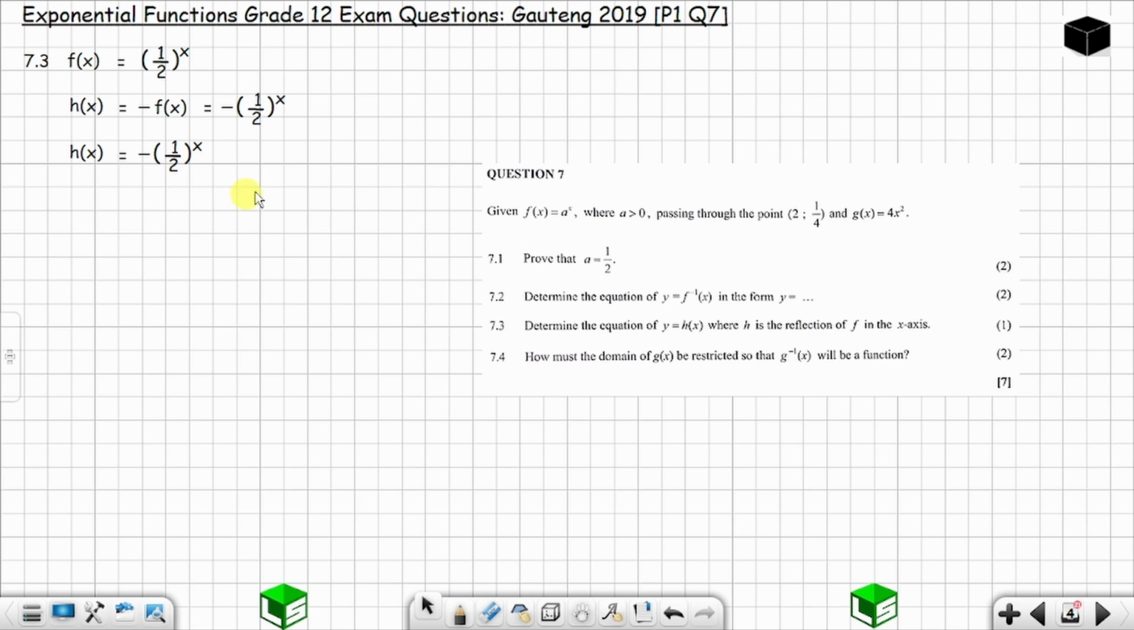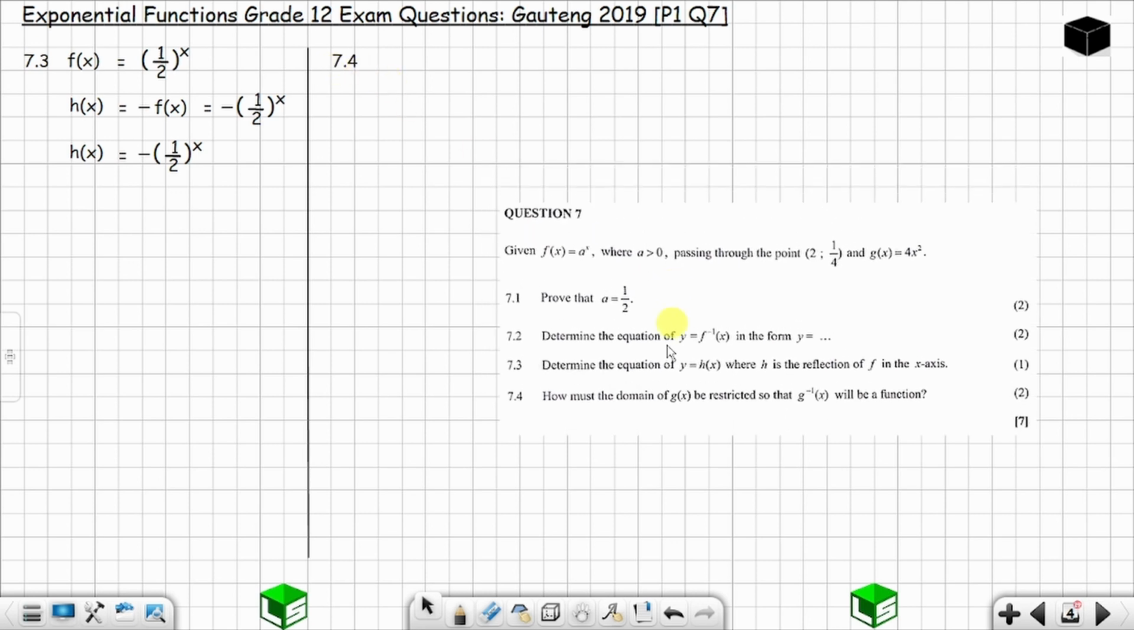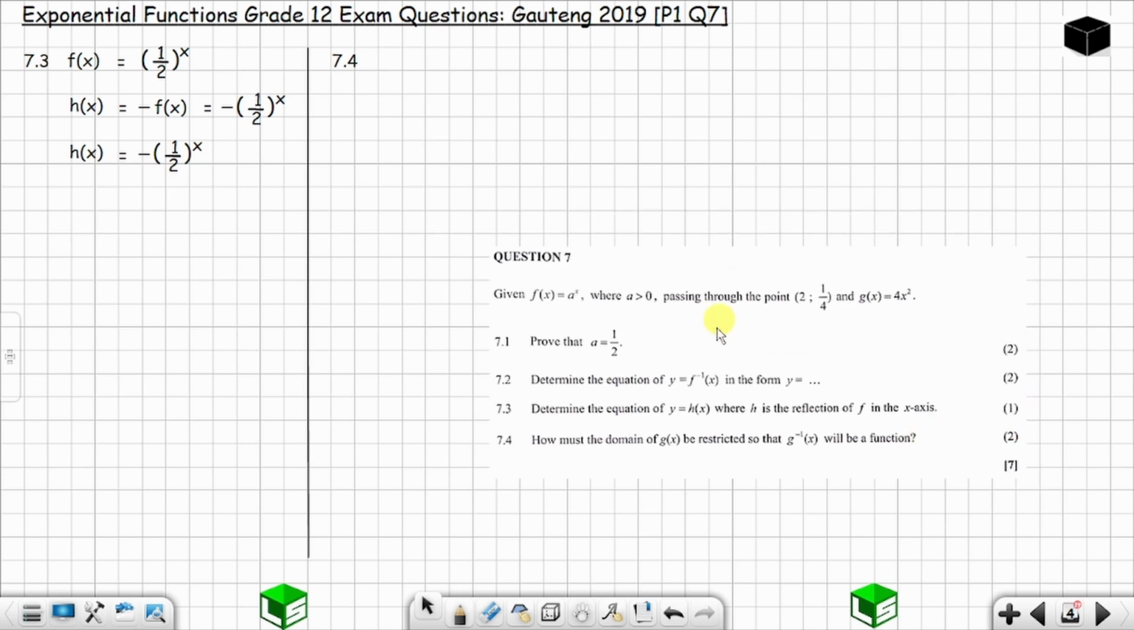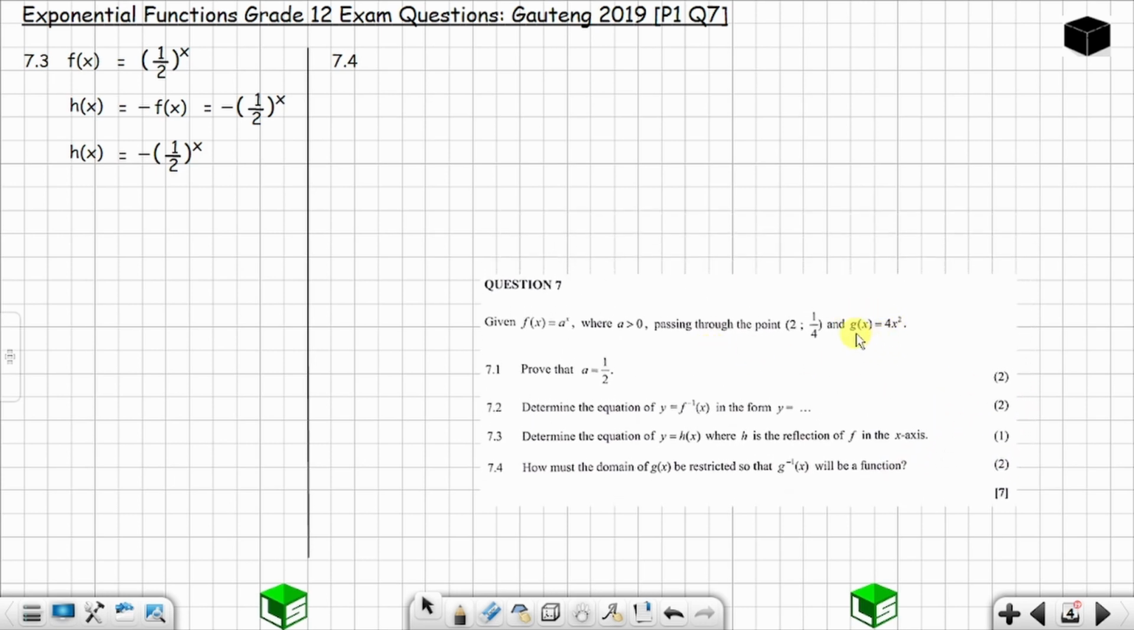Now, question 7.4. Let me draw a line here. Okay, now it's 7.4. The question is, how must the domain of g of x be restricted so that the inverse of g of x will be a function? Okay, the question is 2 marks. So g of x is this. G of x is equal to 4x squared, right? G of x is equal to 4x squared.